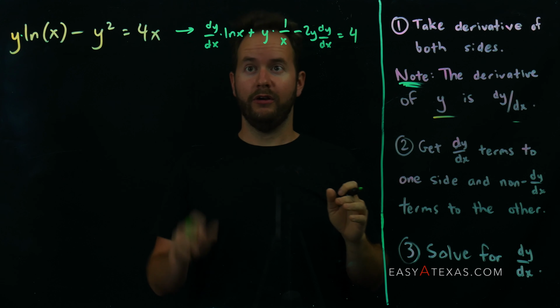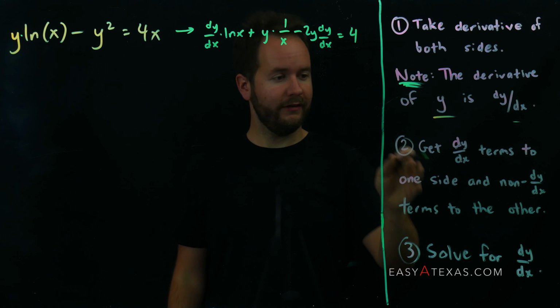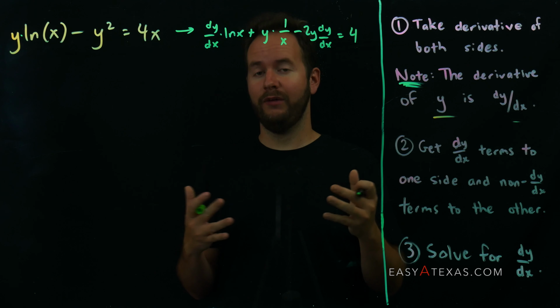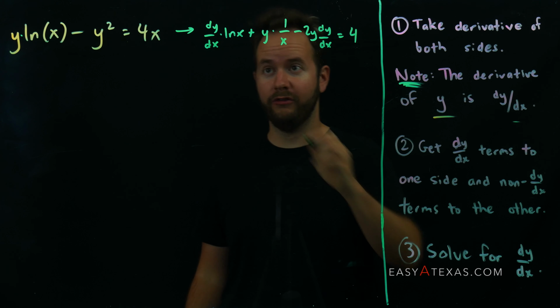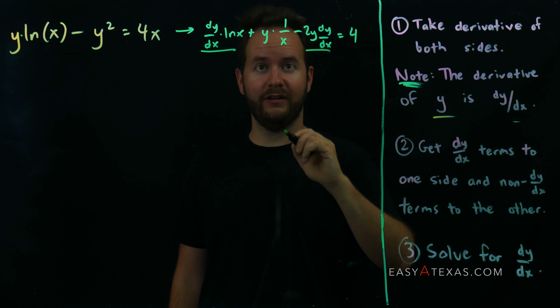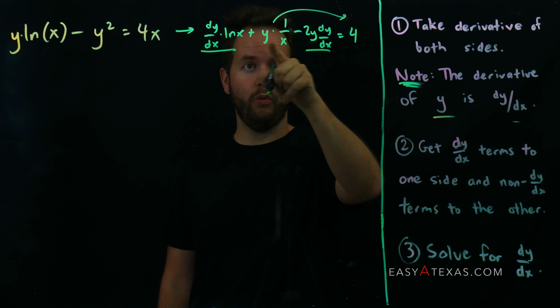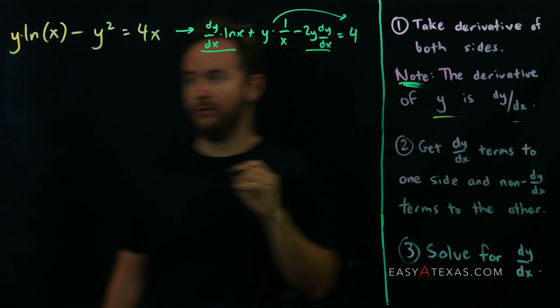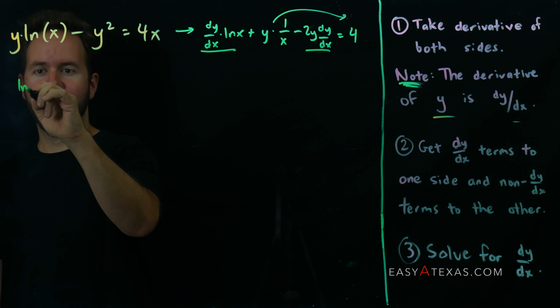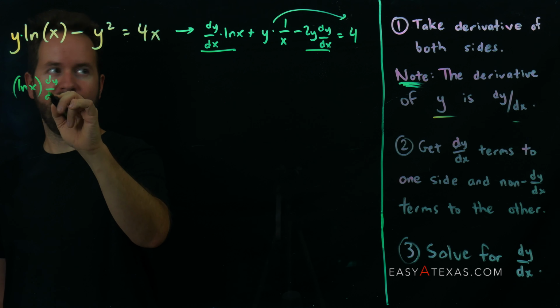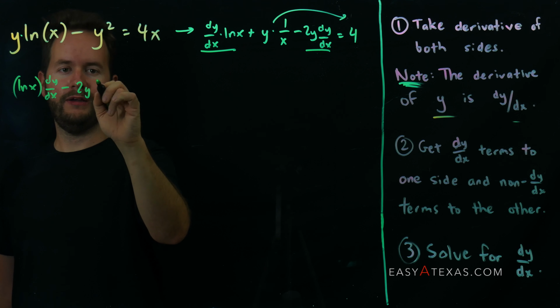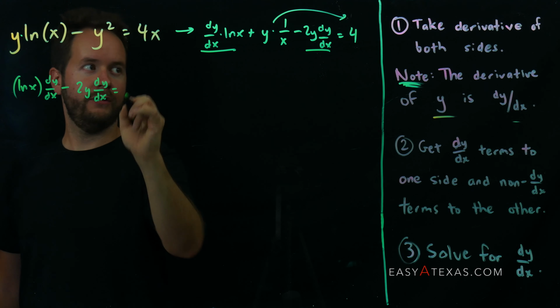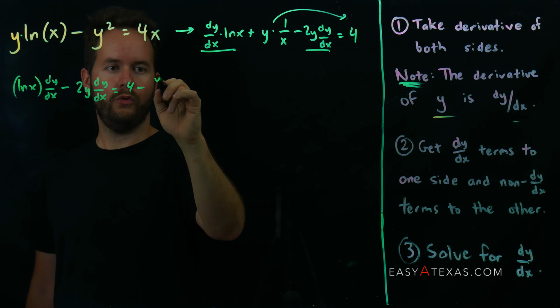Okay, I have a bunch of terms here, some that have dy/dx in them, some that don't, but that's the next step. Step 2 is to get all the terms that have dy/dx to one side, all the terms that don't on the other. So this term's going to stay, and this term's going to stay, but I am going to subtract that y times 1 over x to the right-hand side. So I'm going to be left with ln of x times dy/dx minus 2y times dy/dx equals 4 minus y over x.